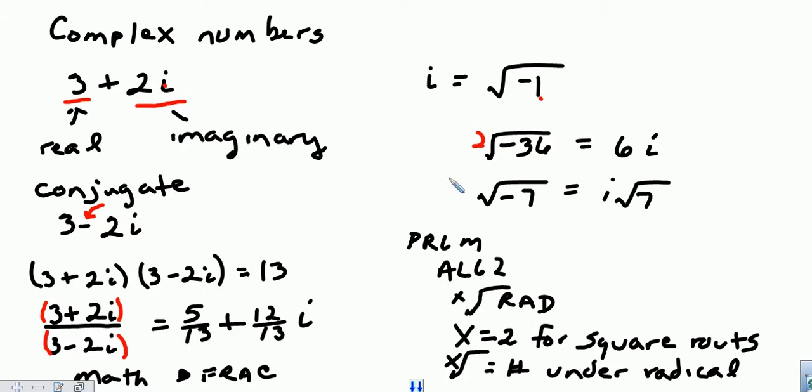of negative 36. So if I wanted to do the square root of negative 36, when I ran this program, it asked me for x. I'm going to put 2 there as the index to my radical. And then I'm going to put negative 36 as the number under the radical.